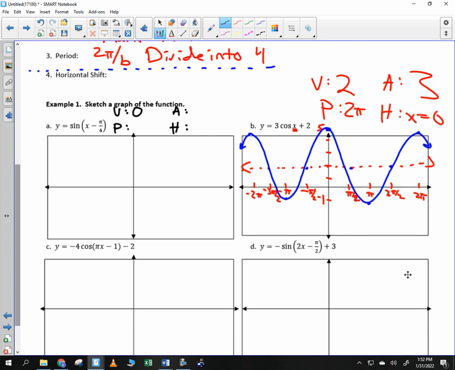Amplitude, 1. So that's pretty easy. I just go up 1 and down 1. So the vertical structure of my graph is already set up. It's pretty easy, huh? And so then the period, I take 2 pi and divide it by what? B, which is the number in front of x.